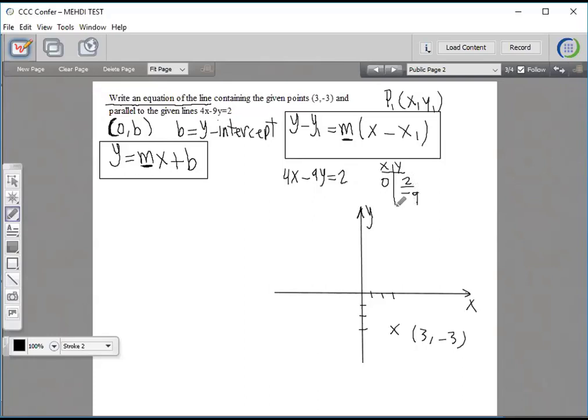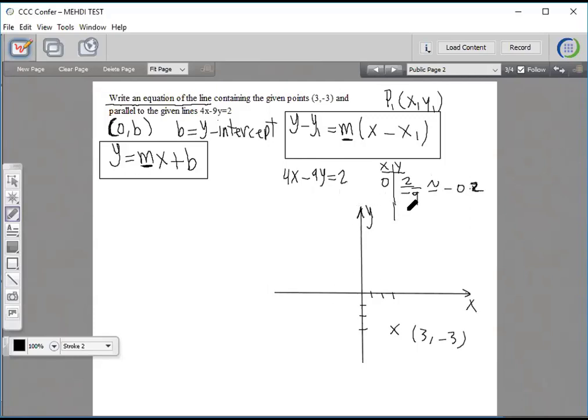Everybody with me? Everybody agree with that? If x is equal to 0, divide both sides by minus 9, y would be equal to 2 over minus 9. You can approximate that point here. So 2 divided by 9 gives you about 0.2, right? So it would be about minus 0.2, repeating. Okay, so about minus 0.2.